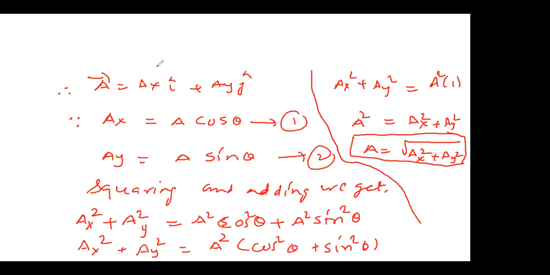So root of ax square plus ay square gave you the magnitude of vector A, correct?